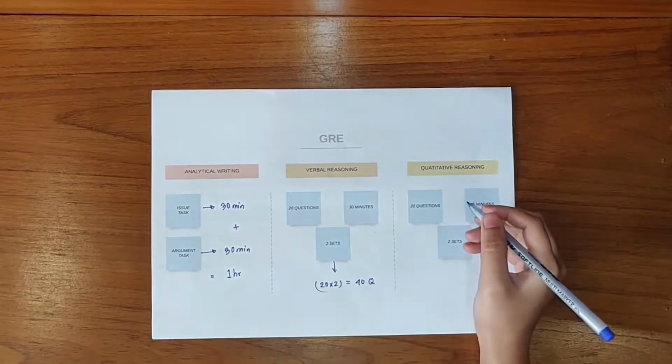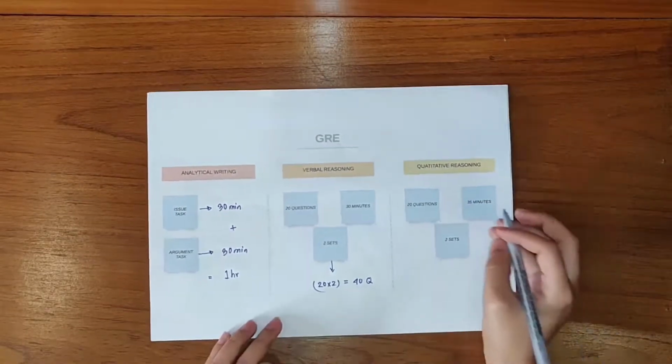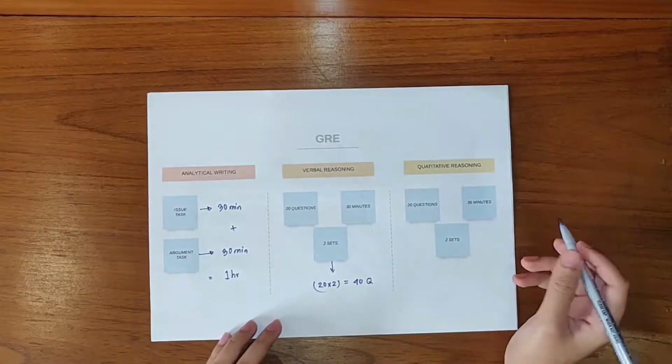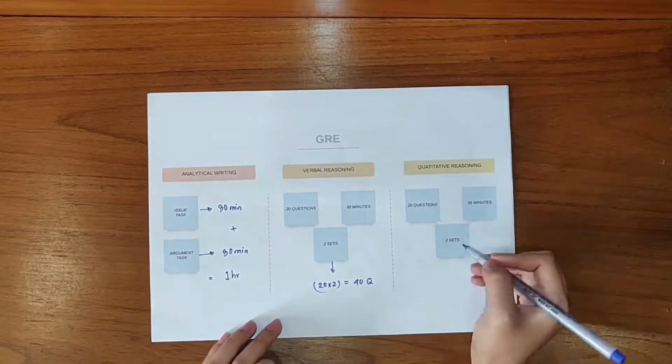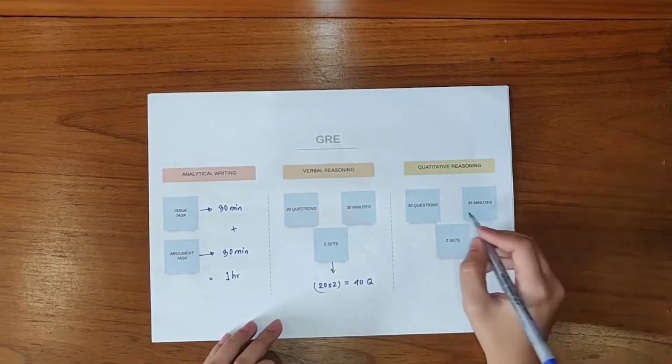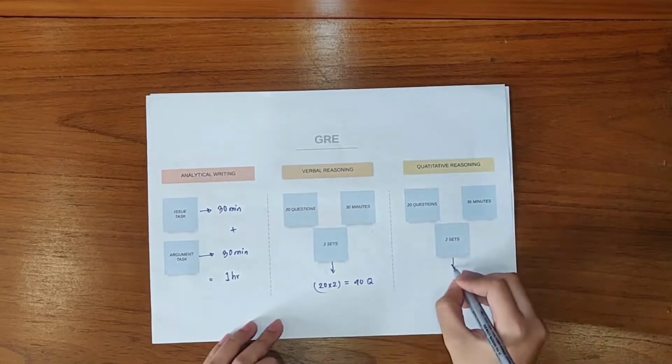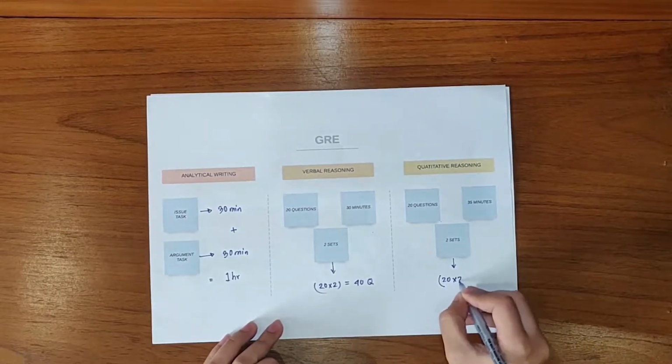Now the quantitative reasoning has a similar pattern, but in this case, you'll get an additional 5 minutes in each set, so 20 questions and 35 minutes to solve them. In total, we have 40 questions from the quant as well.